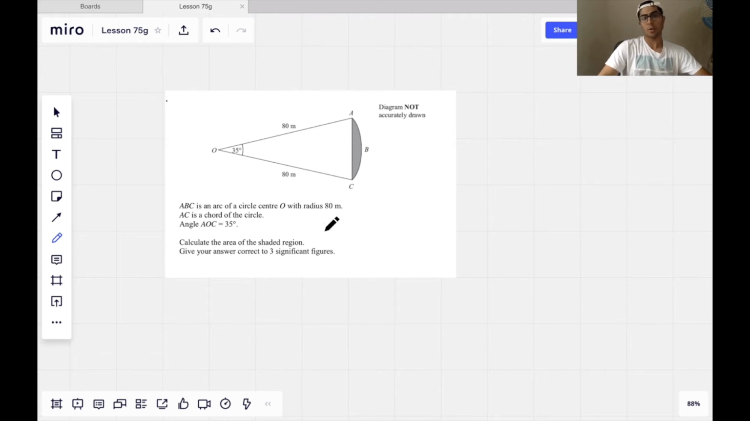So go ahead, pause the video, and think about how you might do this. This is very similar to the composite stuff we were talking about before, where you have to look for two shapes with areas that you do know and work from there.